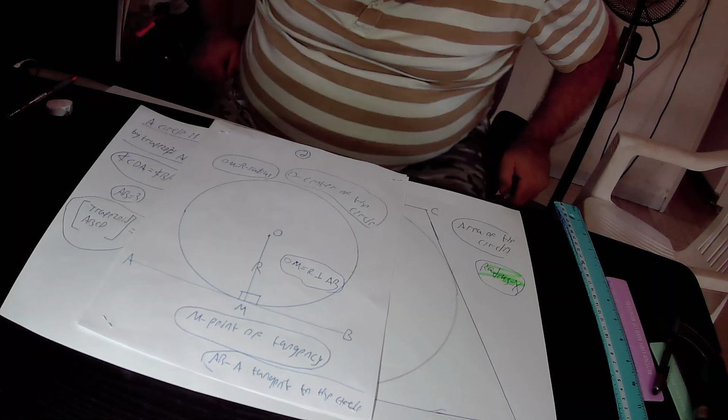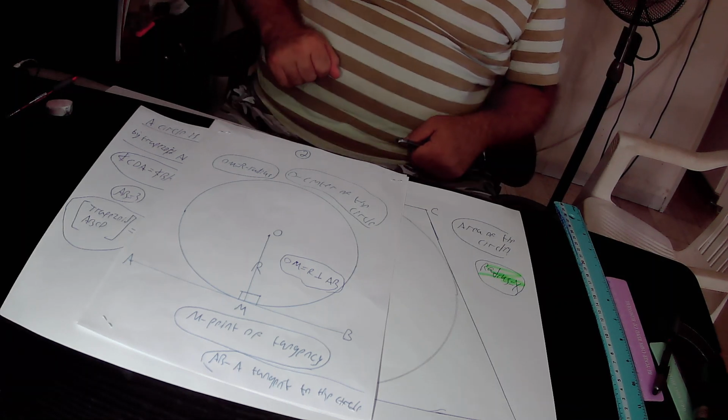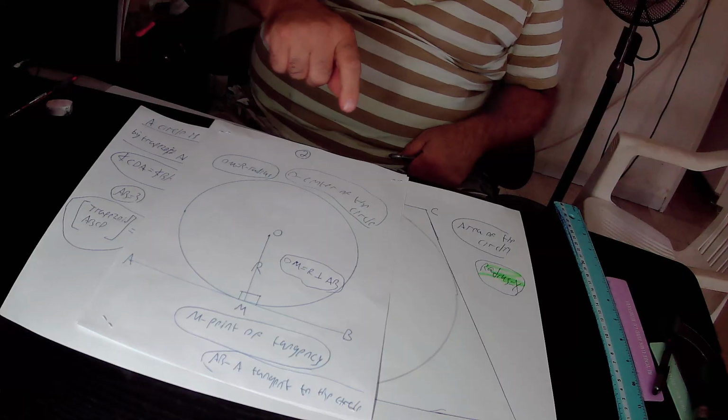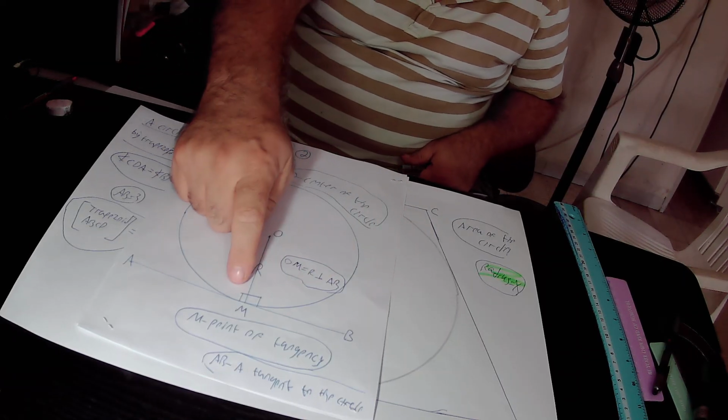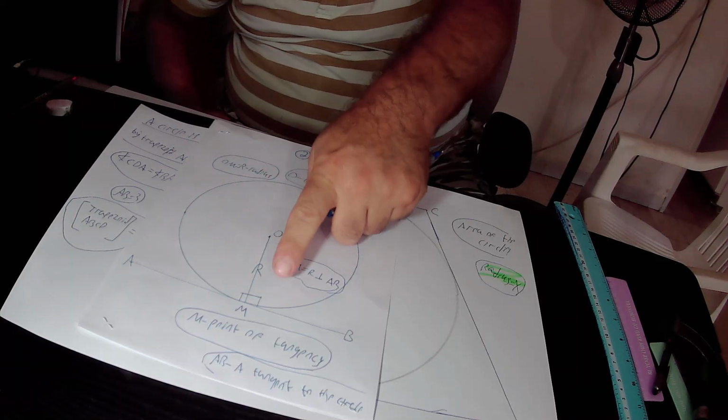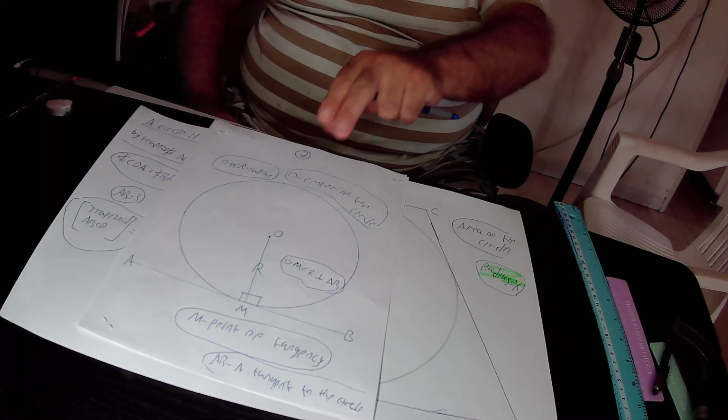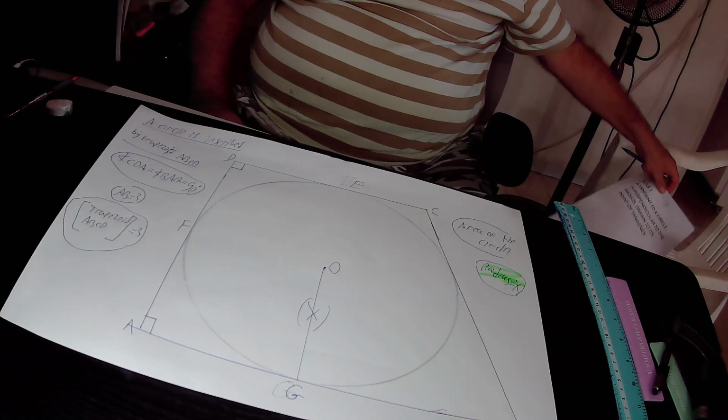And whenever you have a radius that is drawn to the point of tangency, then tangent AB will be perpendicular to the radius MO. If AB is perpendicular to MO, it means that this angle equals 90 degrees, this angle also equals 90 degrees according to this rule, rule 1. So we can implement rule 1 in our drawing.